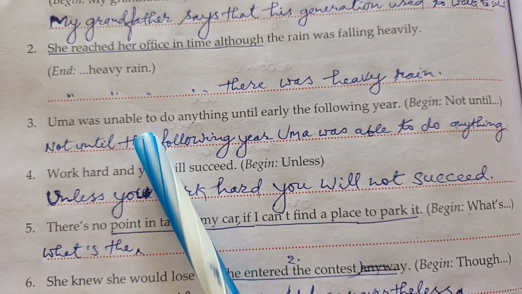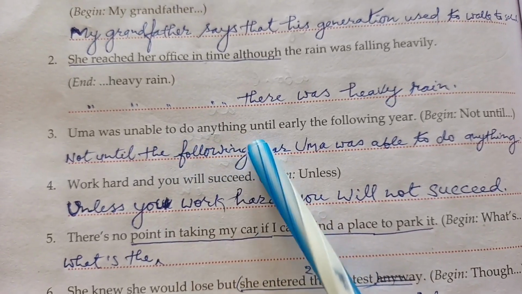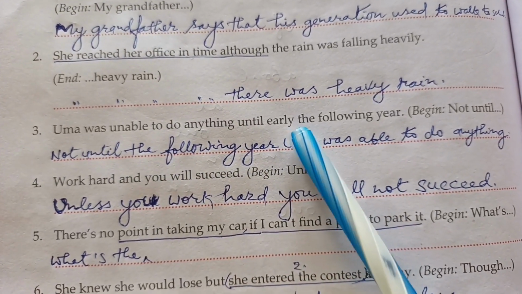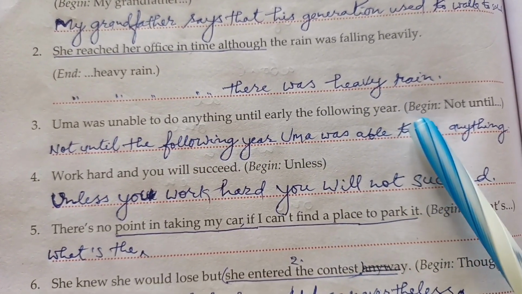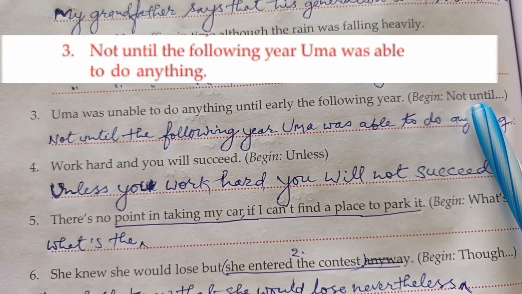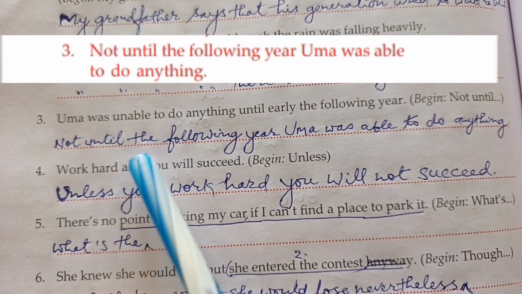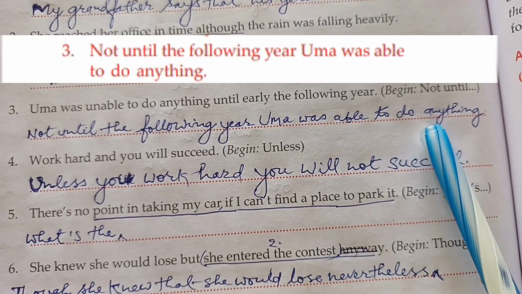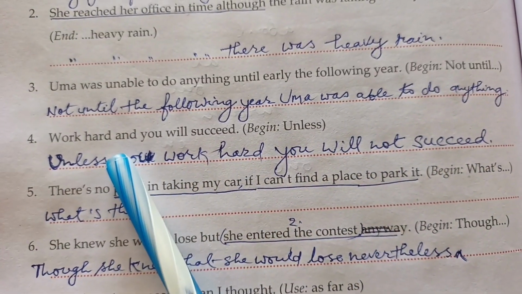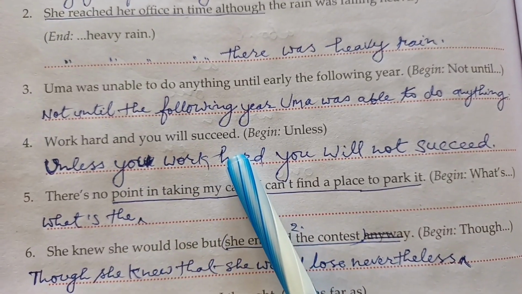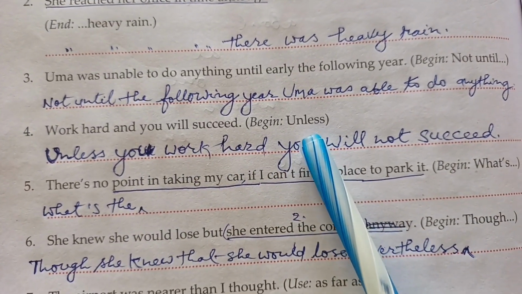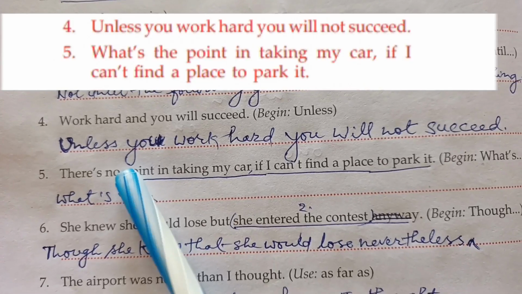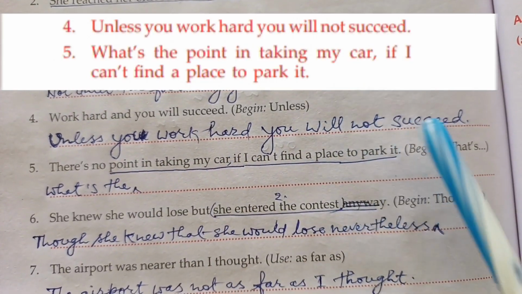Number three, Uma was unable to do anything until early the following year. So you have to begin with not until. So the answer is: not until the following year was Uma able to do anything. Number four, work hard and you will succeed. So here you have to begin with unless. So the answer is: unless you work hard, you will not succeed.